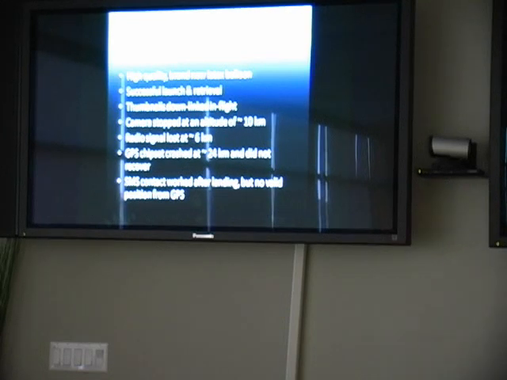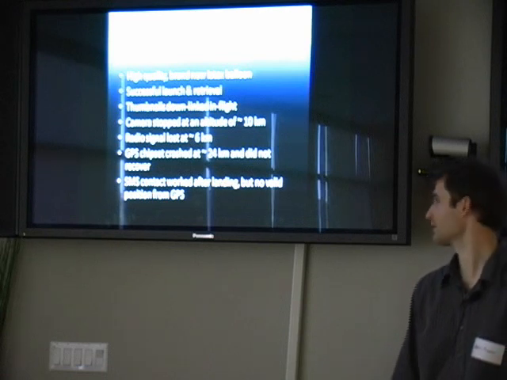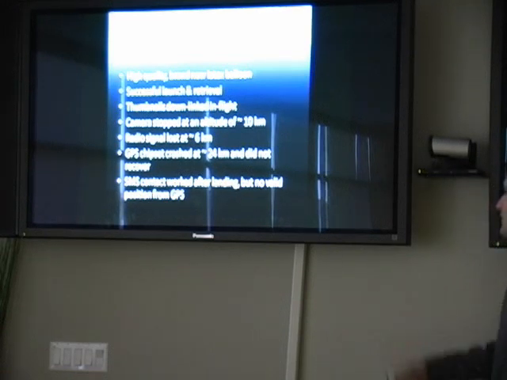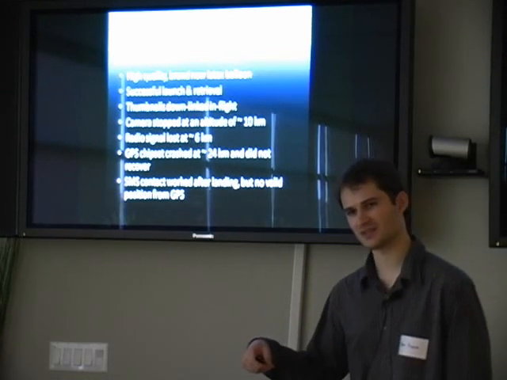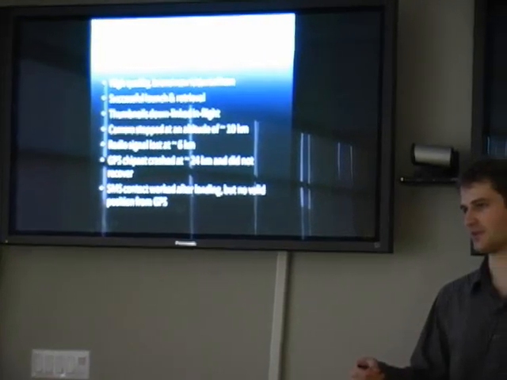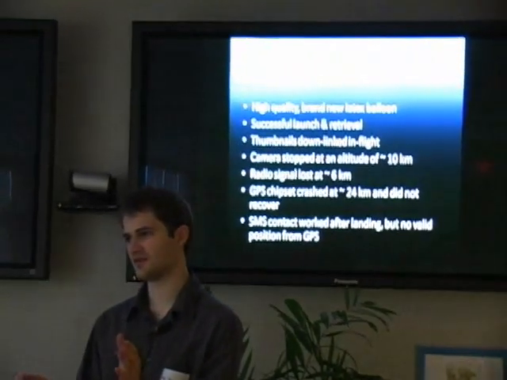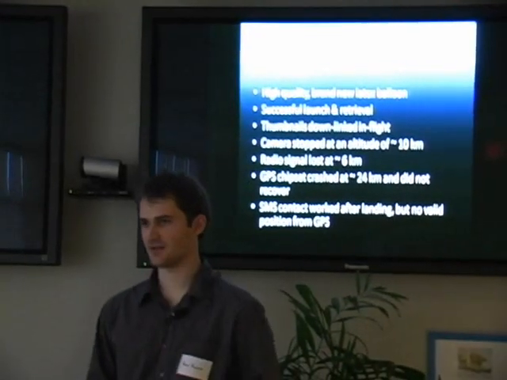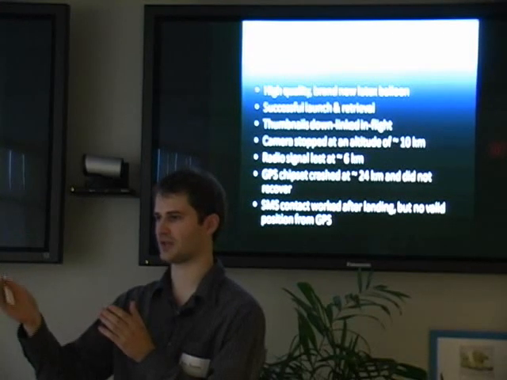But it tested the downlink of thumbnails, so that worked quite well. We could actually see the thumbnails on the next page. I'll show you. And the radio signal was lost at 6 kilometers. The problem was that on the ground, we used a high omnidirectional antenna. Because of that, it wasn't very directional.